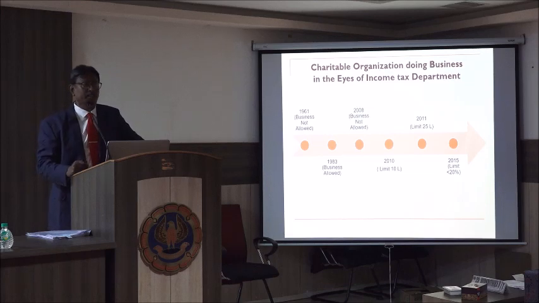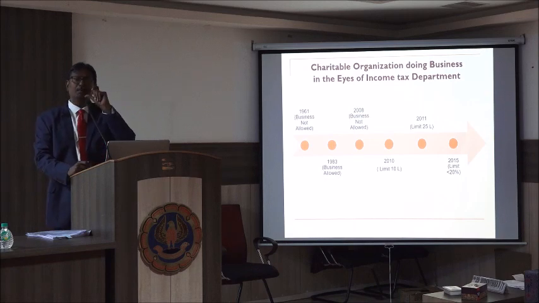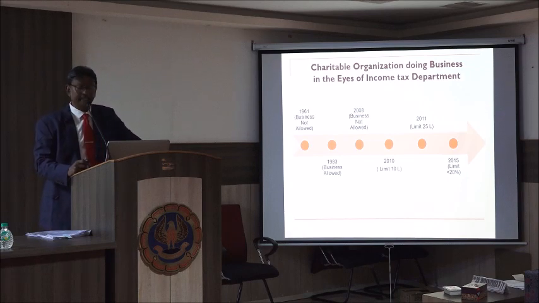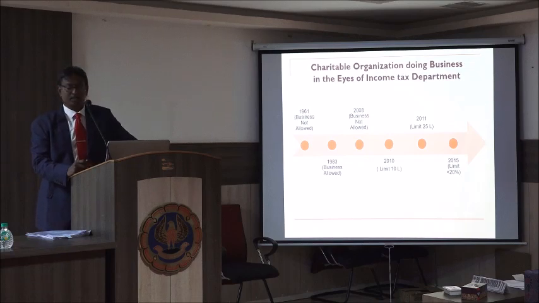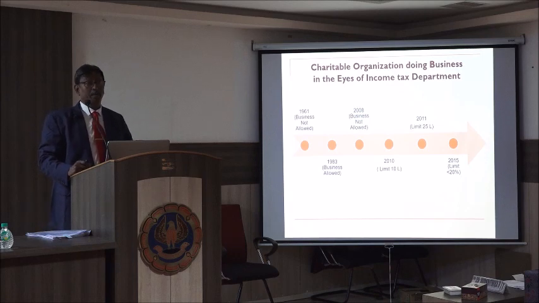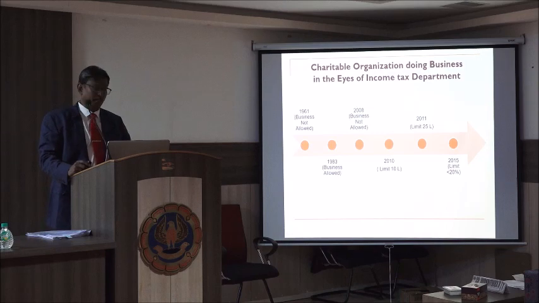They cannot run the organization. They have to be self-sustained. So they should be allowed to make some profit, a meager amount of profit. If you take 1961, business was not allowed. Then in 1983, they said yes, you can do business. In 2008, business was not allowed. In 2010, they brought a new provision whereby up to 10 lakhs you can do business. Then in 2011, it was made 25 lakhs. In 2015, as Thirunavukkarasan said, you can do up to 20% of total business.